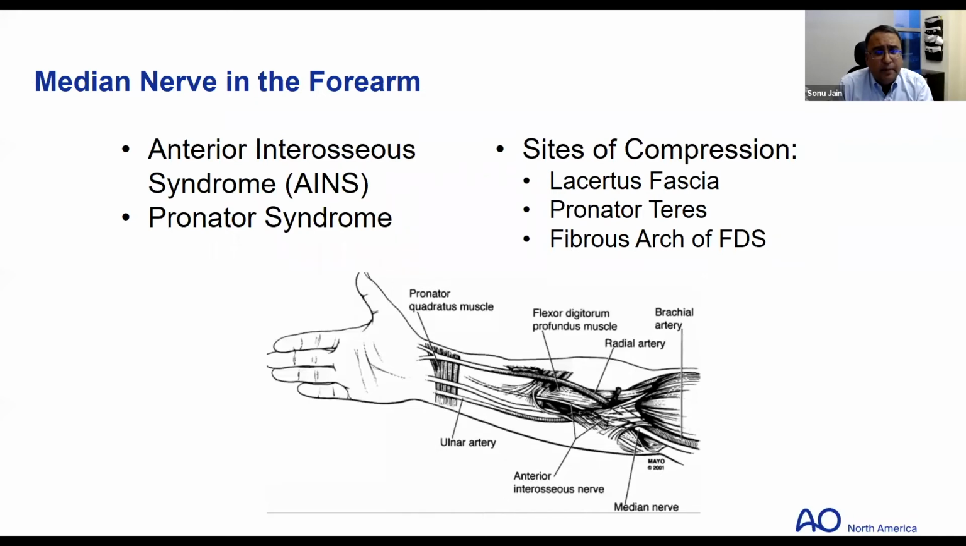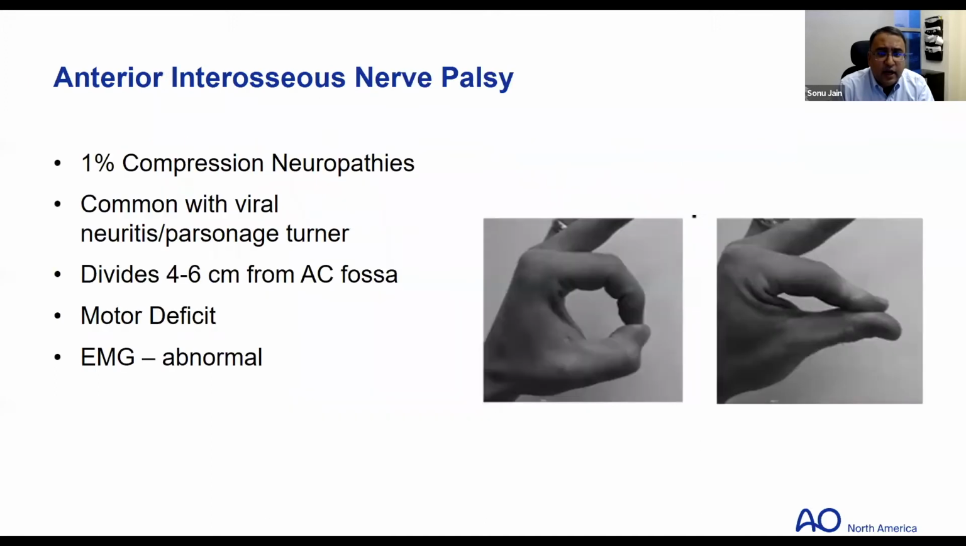So there are other median neuropathies in the forearm as well, and they include the anterior interosseous nerve syndrome as well as the pronator syndrome, and they have common sites of compression, including the lacertus fibrosus, the pronator teres, and the fibrous arch of the flexor digitorum superficialis.